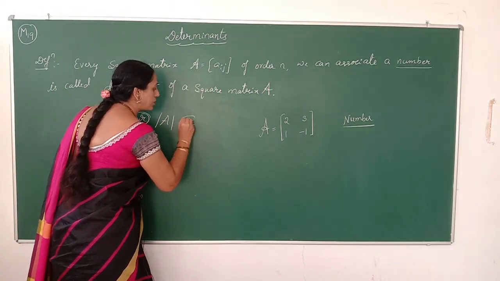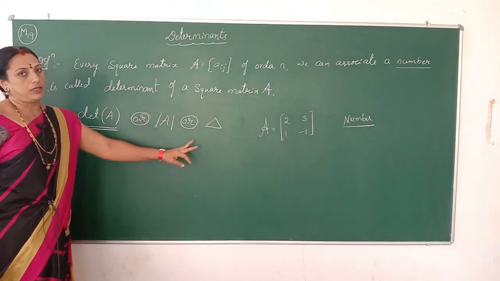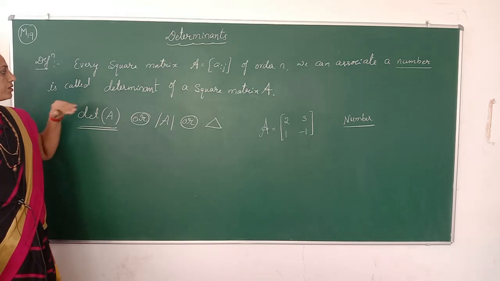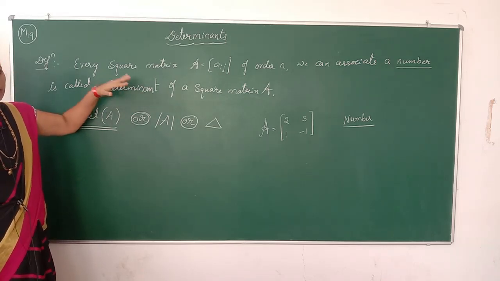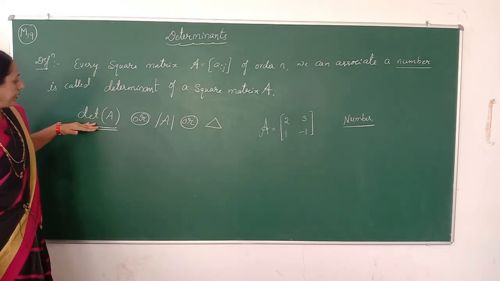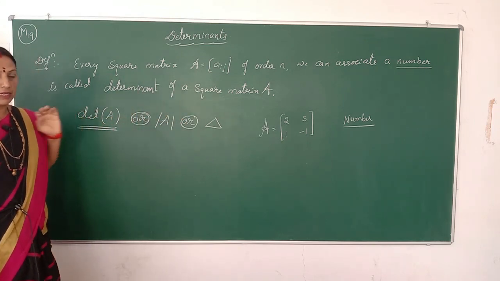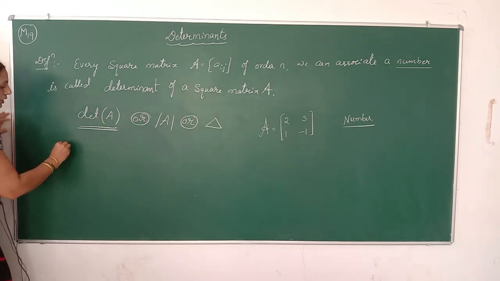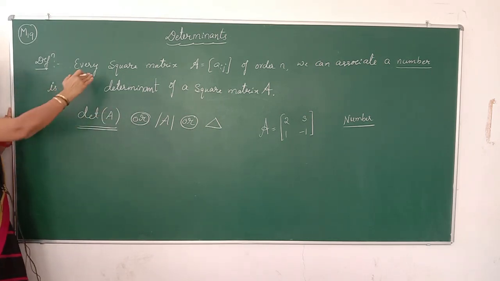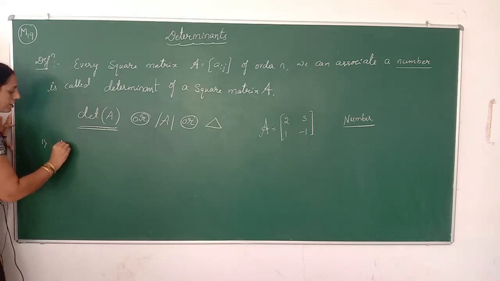Otherwise its other symbol is delta. These are the symbols denoting the values of the determinants. The value of the determinant is denoted by using the symbol det of A, otherwise determinant of A, otherwise delta. Next, how to find the values or numbers of the delta for some square matrices. Now the first one is the matrix of order 1.